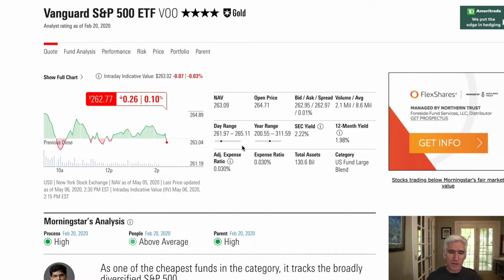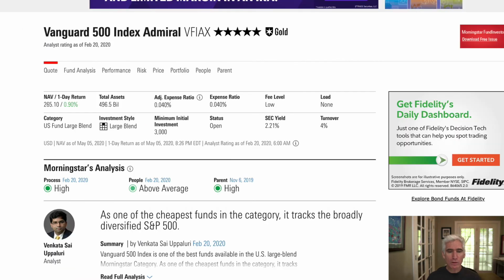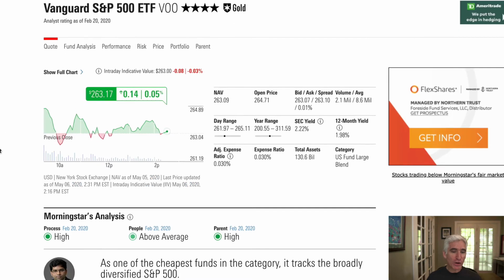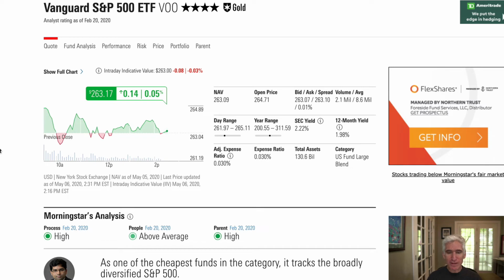But moving on, you can see the day and year range, just like you would for a stock. You can see the expense ratio, which you'll notice is 1 basis point lower than the expense ratio for the Vanguard 500 index fund. It's not particularly significant, but a basis point is a basis point. And other than that, those are the main differences that you'll see in this top section for an ETF.